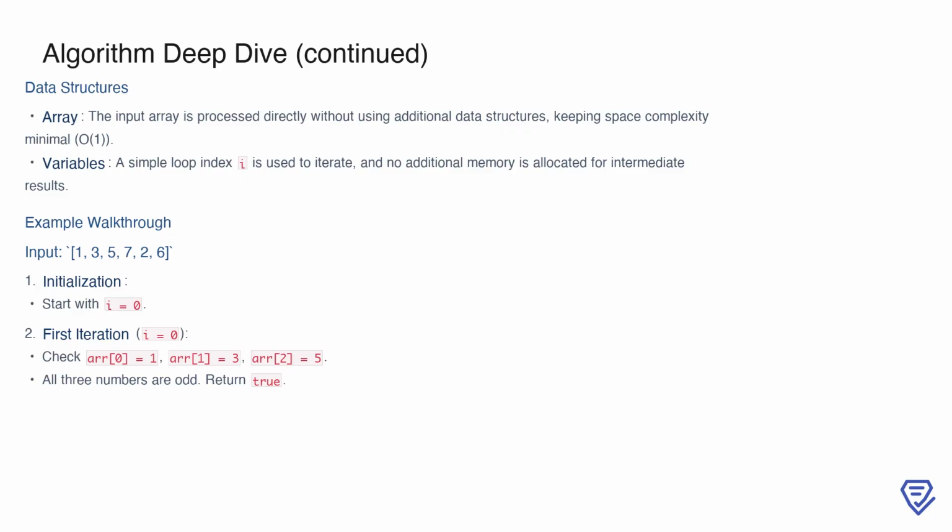To see this in action, let's consider an example with the input 1, 3, 5, 7, 2, 6. We start with the first index, i equals 0, and check the group of 3 numbers: index 0 equals 1, index 1 equals 3, and index 2 equals 5. Since all 3 numbers are odd, we immediately return true. This demonstrates how the algorithm quickly identifies a valid group without further unnecessary checks.